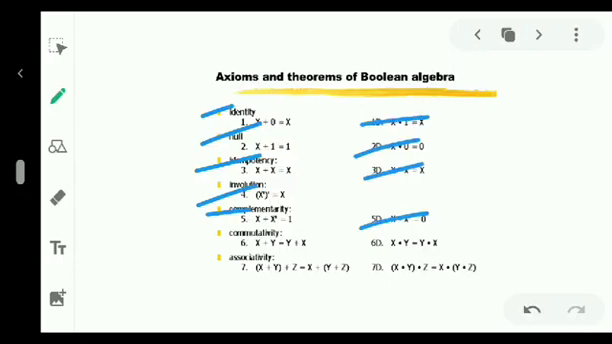If any doubts, you can comment in the video section if any further explanation is required for that one also. Okay, so next the commutative law, associative law and other rules are there. We will explain them in the next video.